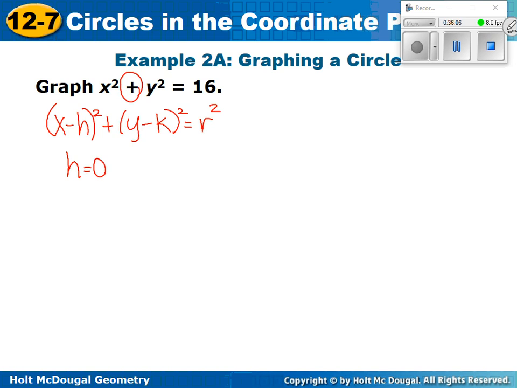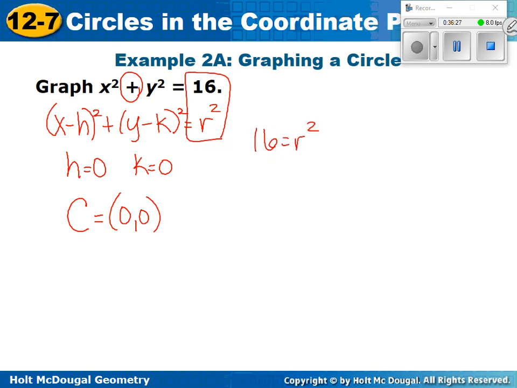What is k in this problem? 0. So if h and k are both 0, what is the center of this circle? 0, 0, the origin. Does that make sense? Sometimes you're not going to have a number being subtracted because it's 0. All right, and then if 16 is r squared, what's the radius? 4. Make sure you take the square root of that number. That's one of the most common mistakes I see. So my radius is 4.